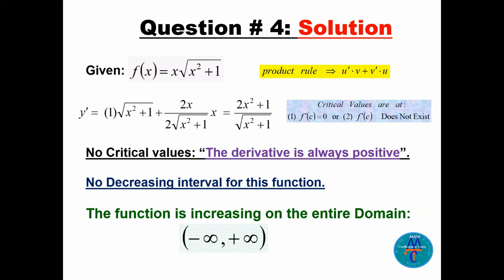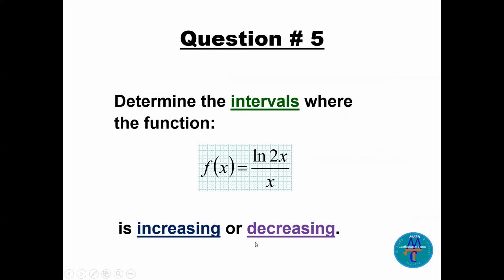But x squared is positive. 2 times x squared will be positive. Plus 1 will be positive. All this in the denominator will be positive. So the derivative here is always positive. No decreasing interval for this function. No value for x will make the function decreasing. So the function is increasing on the entire domain from minus infinity to plus infinity.